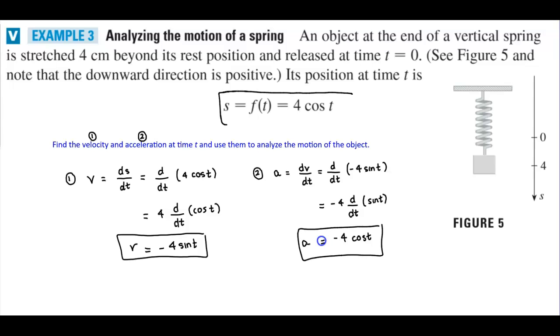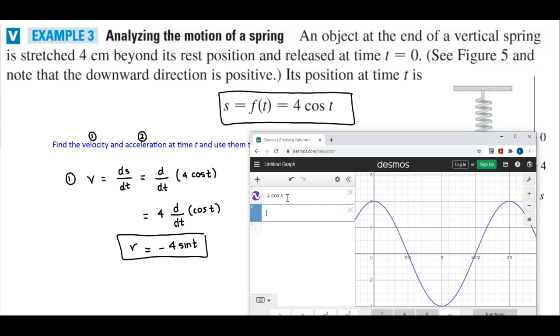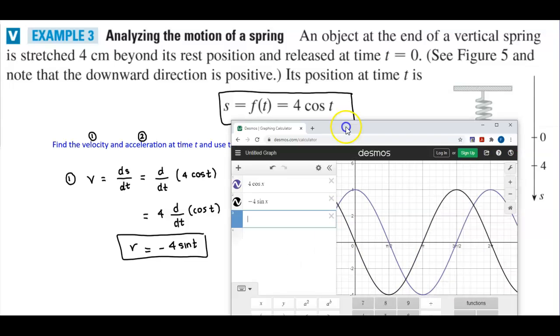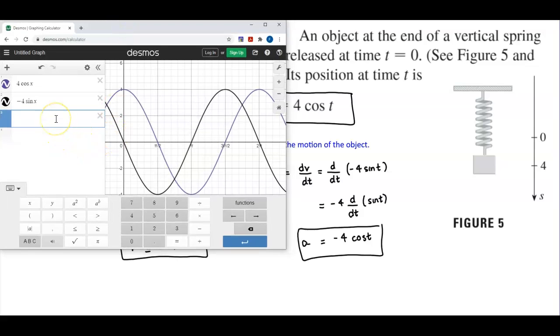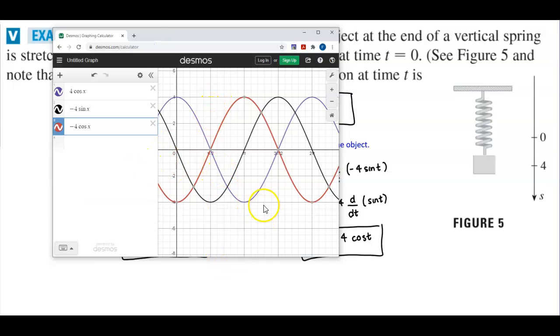And we know that this represents the position function. So now let's go ahead and graph this all on the same graph using Desmos. So we have 4 times the cosine. We're going to use x as the variable. And then we're going to have negative 4 times the sine of x. And then our acceleration is going to be negative 4 times the cosine of x. Okay, so let's go ahead and copy this.